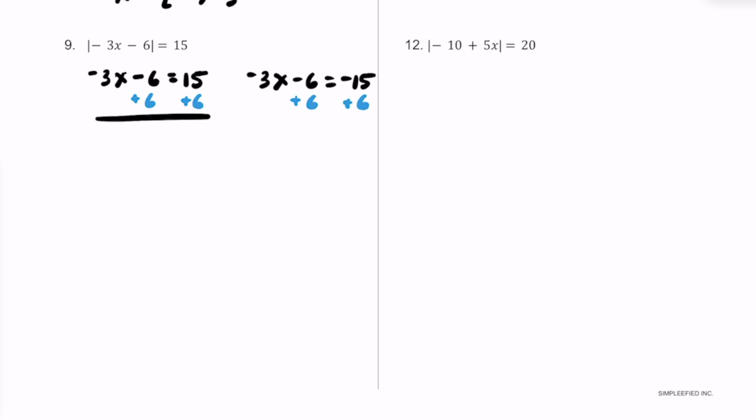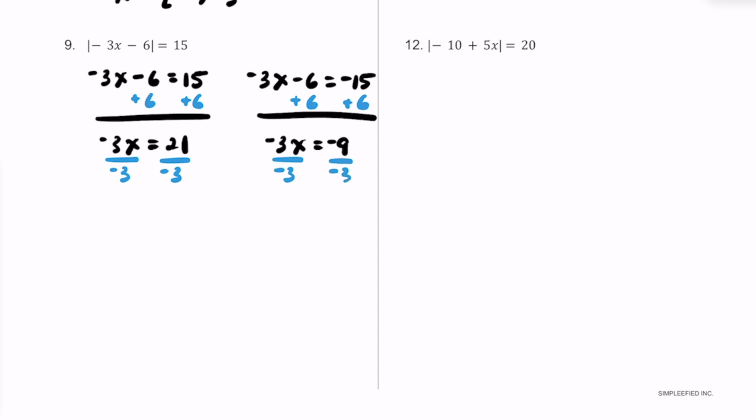Alrighty, so if we do that, we're going to get negative 3x is equal to 21 for the equation on the left. And for the equation on the right, we're going to get negative 3x is equal to negative 9. In both cases, we have a one-step equation. Let's go ahead and divide both sides of these equations by negative 3. That way the coefficient for x is going to be positive 1.